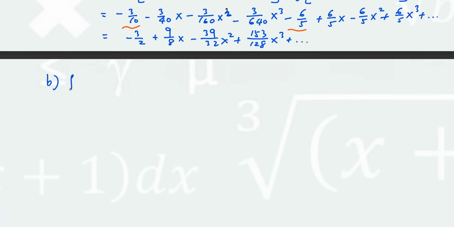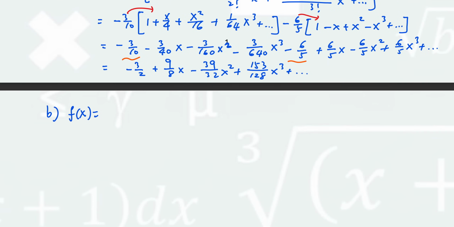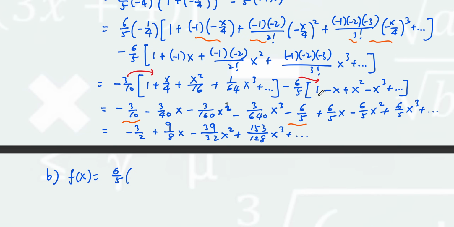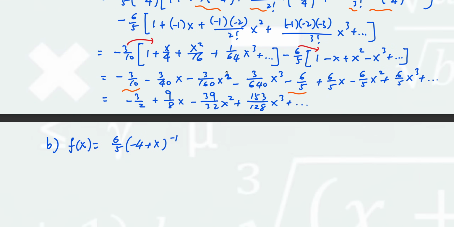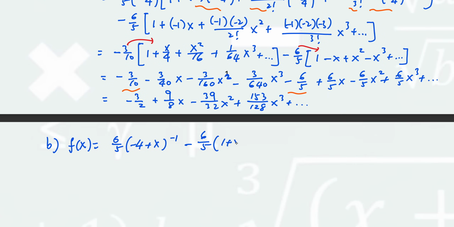So my f(x) equals 6 over 5 times (minus 4 plus x) degree minus 1, then minus 6 over 5 times (1 plus x) degree minus 1. Okay, so be careful with this expansion now because we need to get 1 over x as a term.